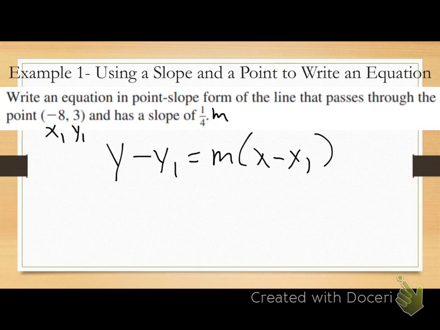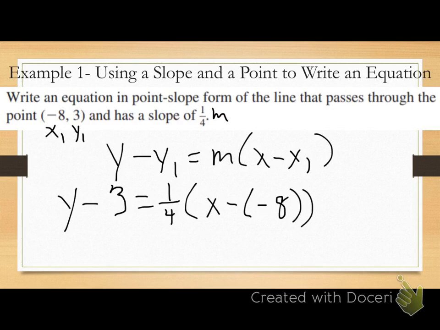Okay? So Y minus Y1 is 3 equals M, my slope, which is 1/4, times X minus -8 is my X1. Even though 8 is negative, I still have to use this minus sign from my formula. Does that make sense? So what's that going to turn into? X plus 8. Very good.